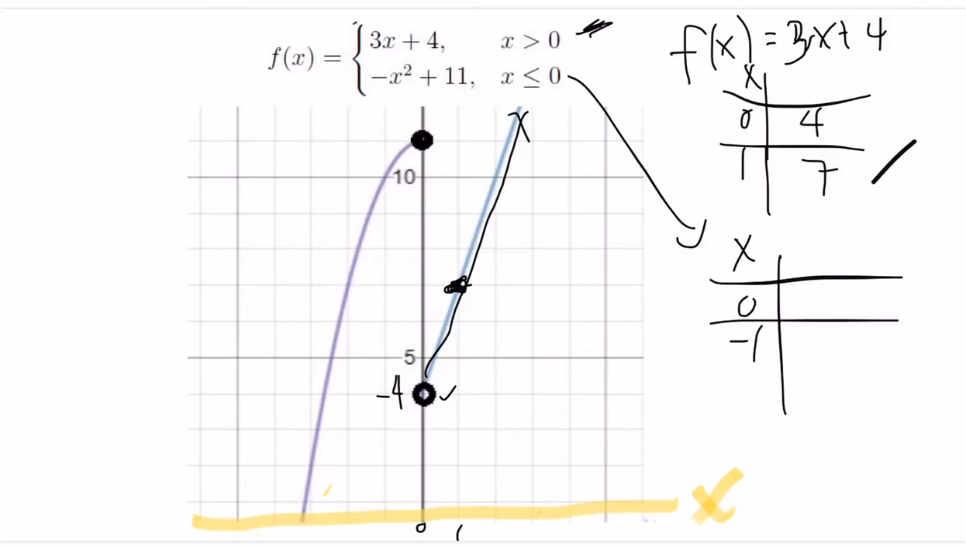So if x is 0, what is your f of x? 11. So that is why at 0 we have this. And it is shaded because of this. Less than or equal. So 0 is included. If it is negative 1, so that is 10. You can use your calculator.